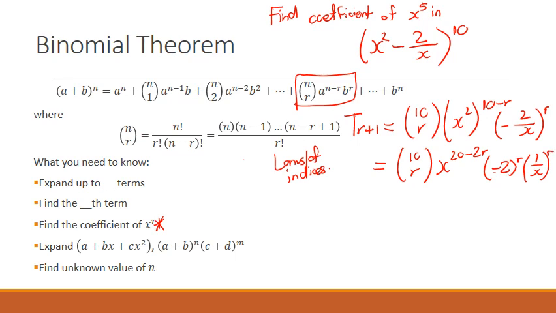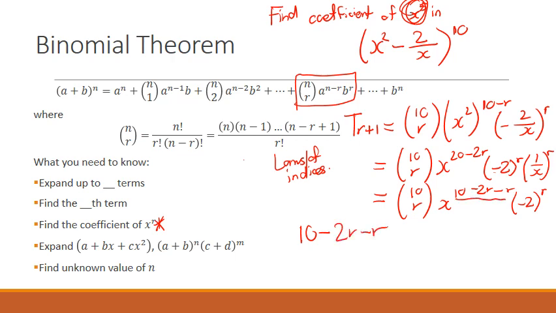Okay, and of course, if I was to simplify this further, I will have 10 choose r, x to the power of 10 minus 2r. Then here I will have minus r. So I have negative 2 of r over here. All right. Now what's remaining to do? Because I want to find the coefficient of x to the power of 5. Okay, so what I will do is I will have 10 minus 2r minus r, which is the power of x in any term in the expansion, equals 5. Simplify it, I have negative 3r equals negative.